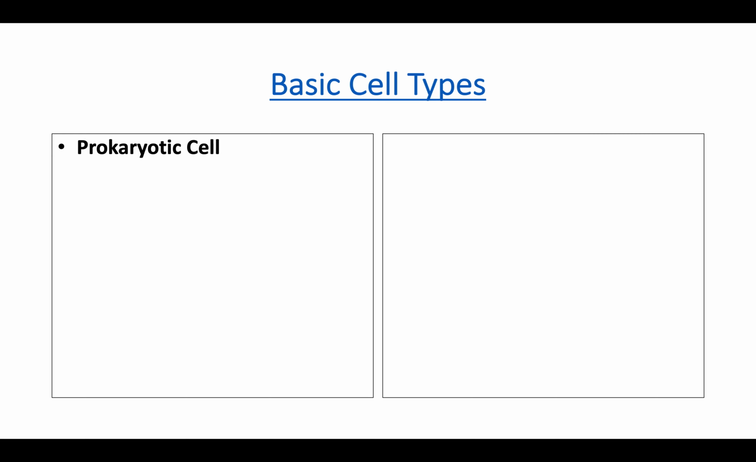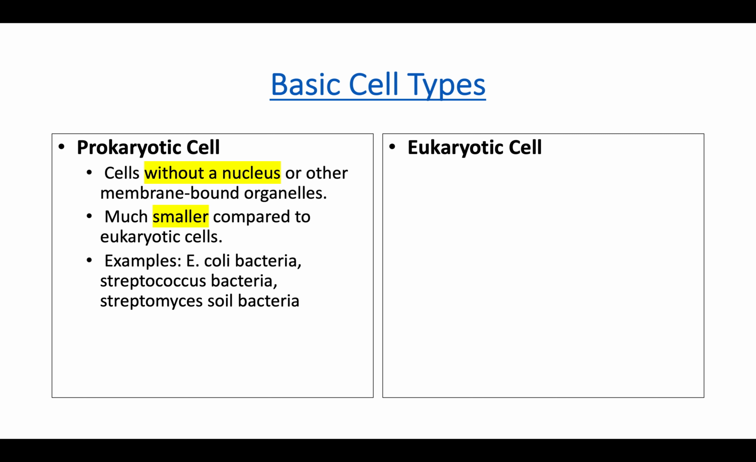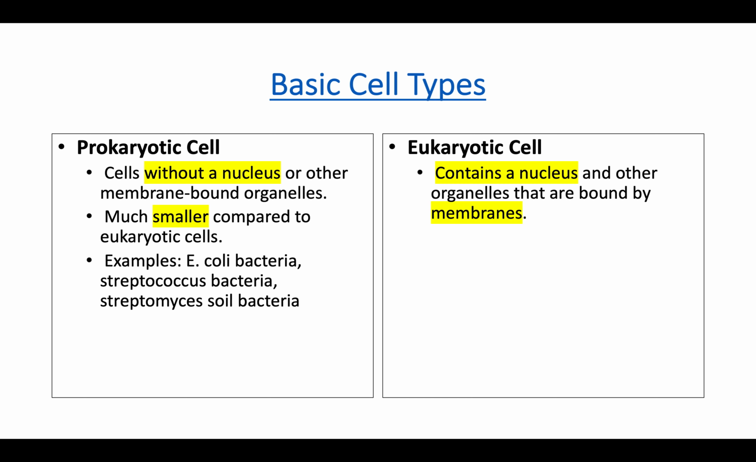We have two basic cell types, prokaryotic cells and eukaryotic cells. Prokaryotic cells are without a nucleus. If you recall, the nucleus is the dense center of a cell. Prokaryotic cells are much smaller than eukaryotic cells. Examples being E. coli bacteria in your stomach, Streptococcus bacteria, which causes strep throat, as well as Streptomyces soil bacteria, so bacteria that can be found in the soil.